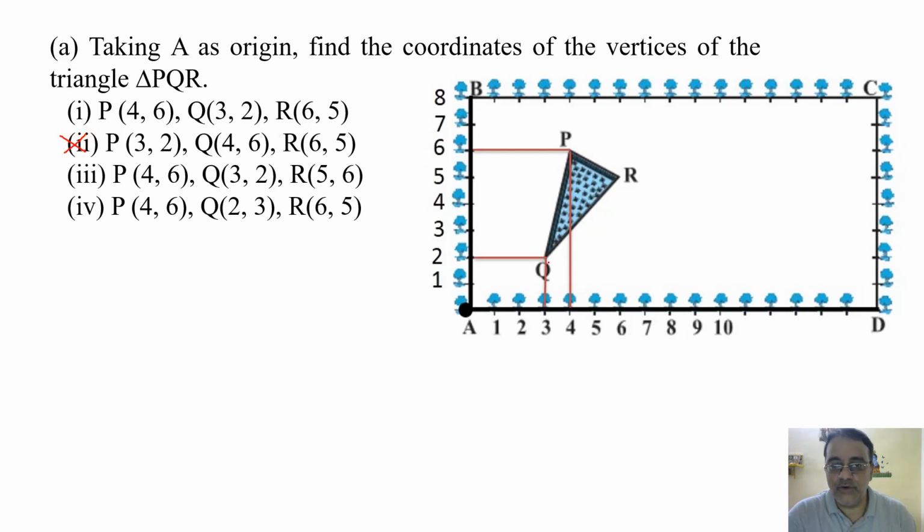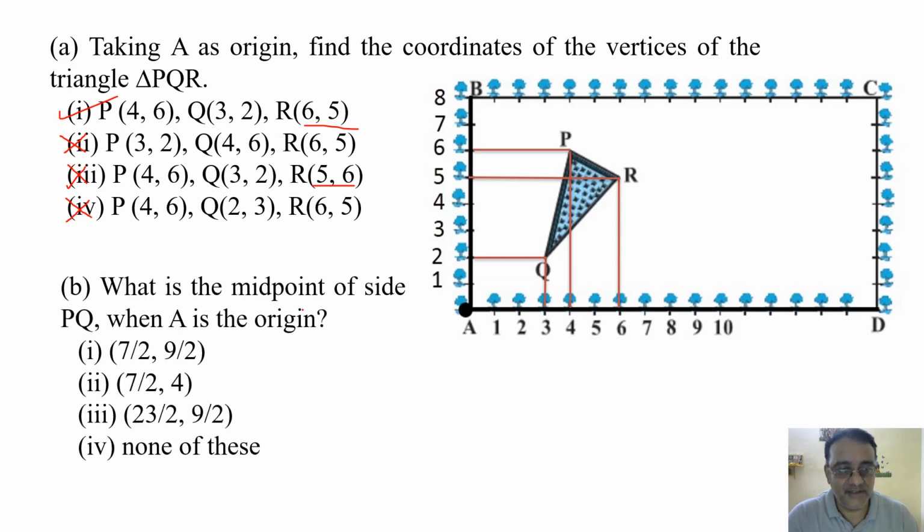नेक्स्ट Q, what is the coordinate of Q? 3 2. 3 2 मीन्स ये एलिमिनेट हो गया. देखो 2 3 दिया हुआ है, केवल हम लोग को यही चेक करना है. लास्ट R, what is the coordinate of R? 6, 5. 6, 5, right. So correct option is Option A.